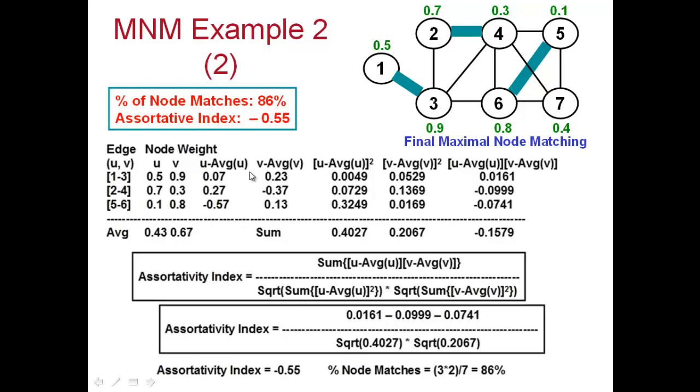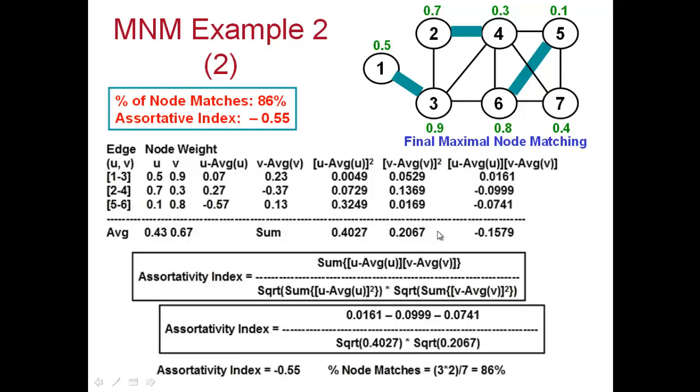And then what you do is find the squares of these numbers. So 0.07 squared is this, 0.27 squared is this, negative 0.57 squared is this. Similarly, squares of these numbers. And then also take the product of these differences. 0.07 times 0.23 is this. 0.27 times negative 0.37 is this. Negative 0.57 times 0.13 is this.